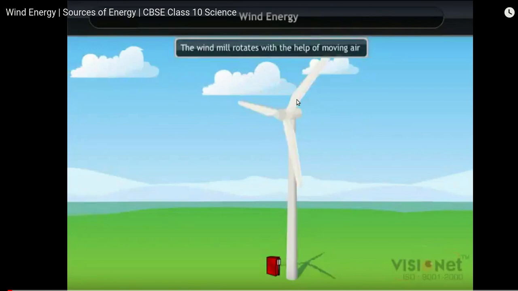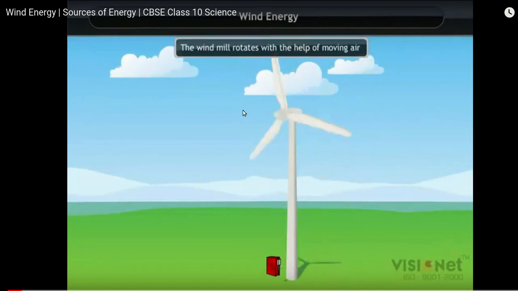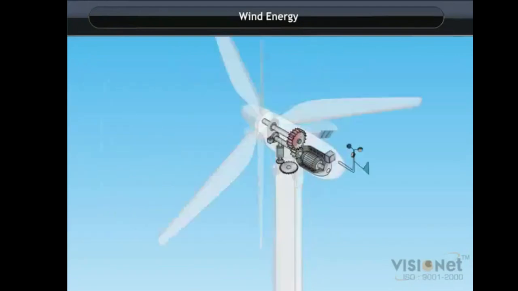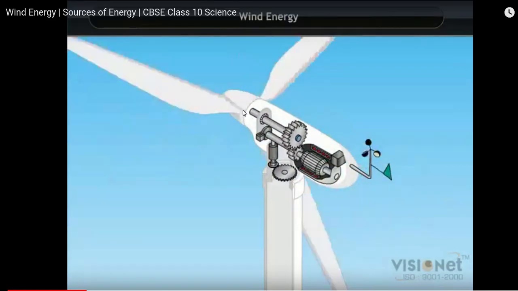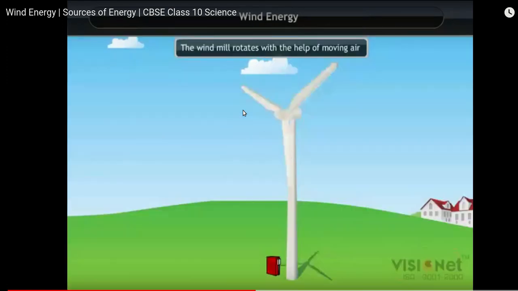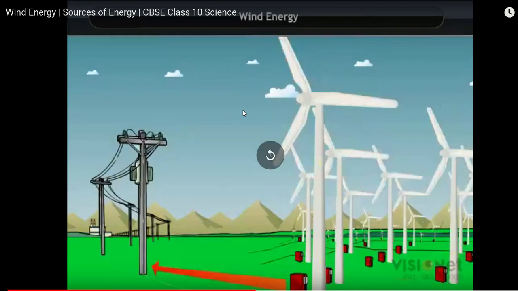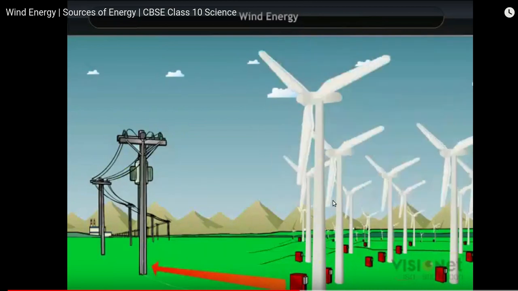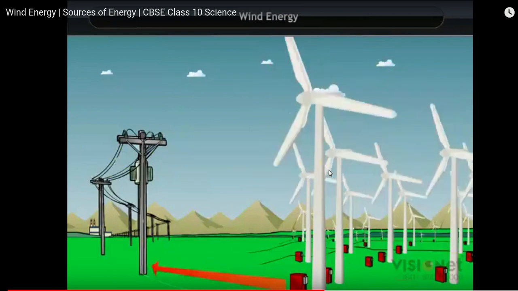It's the same. The moving air, which is basically the kinetic energy in the air, is what we use to rotate the turbine, the windmill, and this rotation is what we get electricity from. So this moving air causes rotation. As you can see, the moving air is causing the rotation, and that is how we will generate electricity from this windmill. A lot of windmills together will give us a lot of electricity.